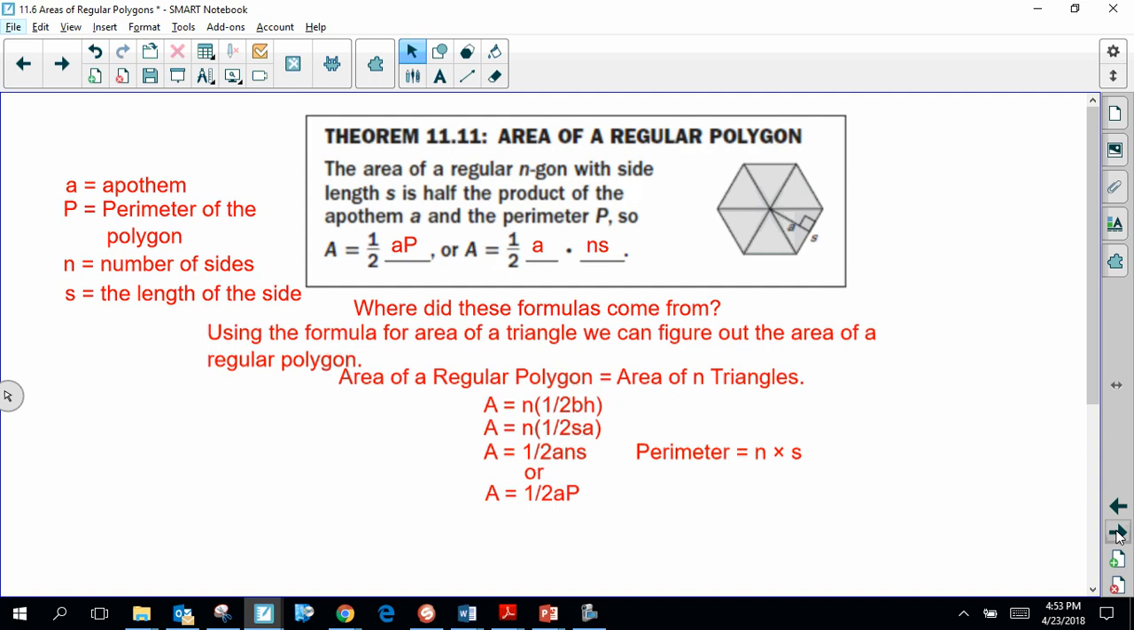We're just showing you that we're taking the number of sides and multiplying it by how many triangles there are. So if I take the n and put it inside the parentheses and get rid of the parentheses completely, I can say 1/2 times the apothem times the number of sides times the length of the side. The perimeter is n times s, so I can rewrite that as 1/2 aP, where I replace P with n times s. That's where the formula for the area of a regular polygon comes from.